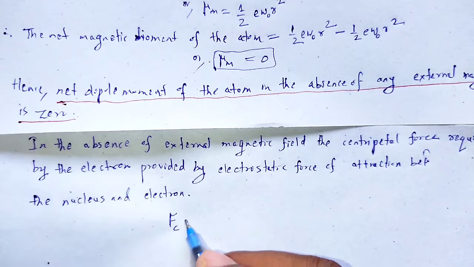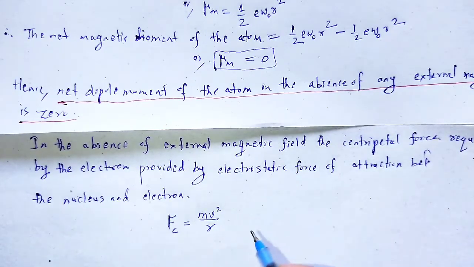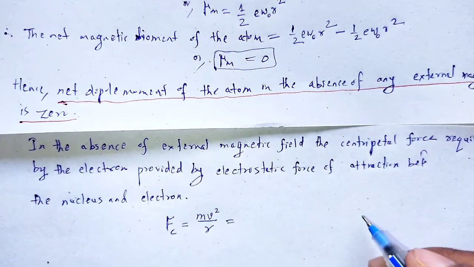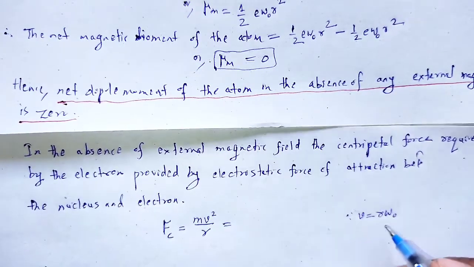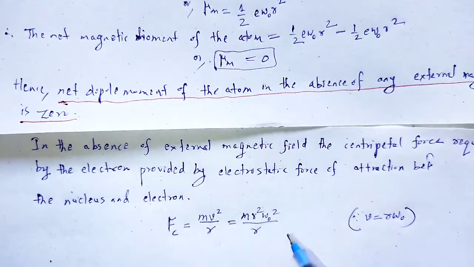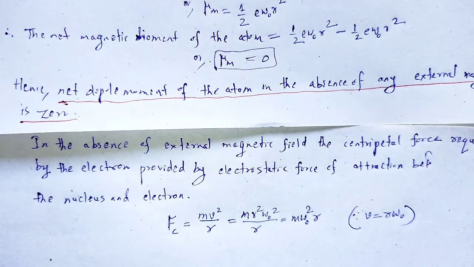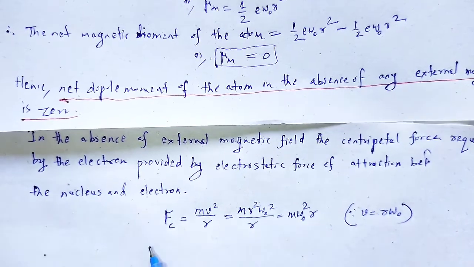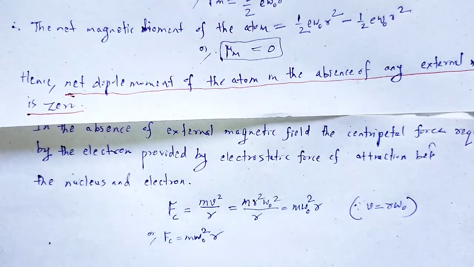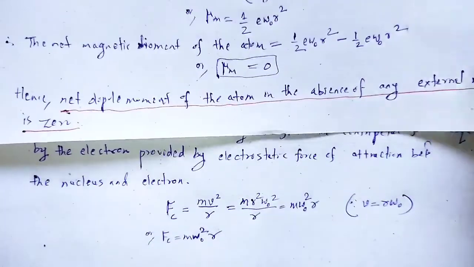The centripetal force is equal to m v square by r. V is the speed of that electron, r is the radius. In place of v, as we know, v is equal to r into omega naught, so m r square omega naught square divided by r, which is equal to m omega naught square r. That is the centripetal force, m omega naught square r, and that centripetal force is towards the center of the orbit. It is positive.